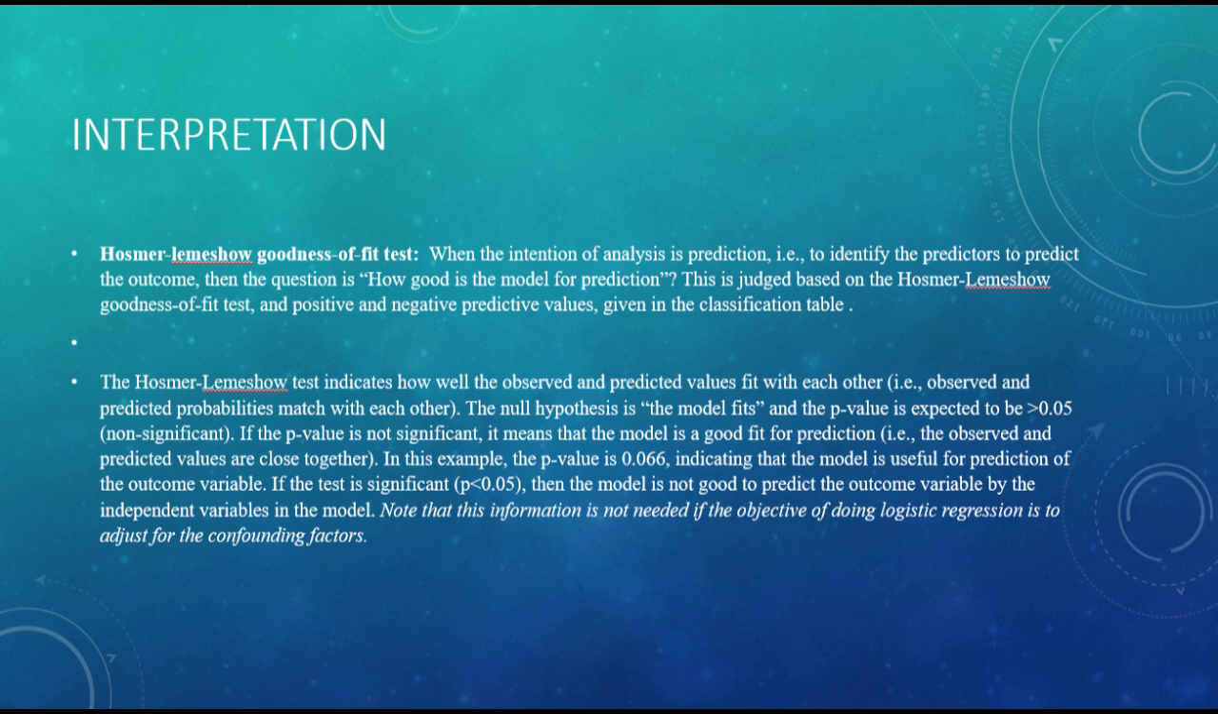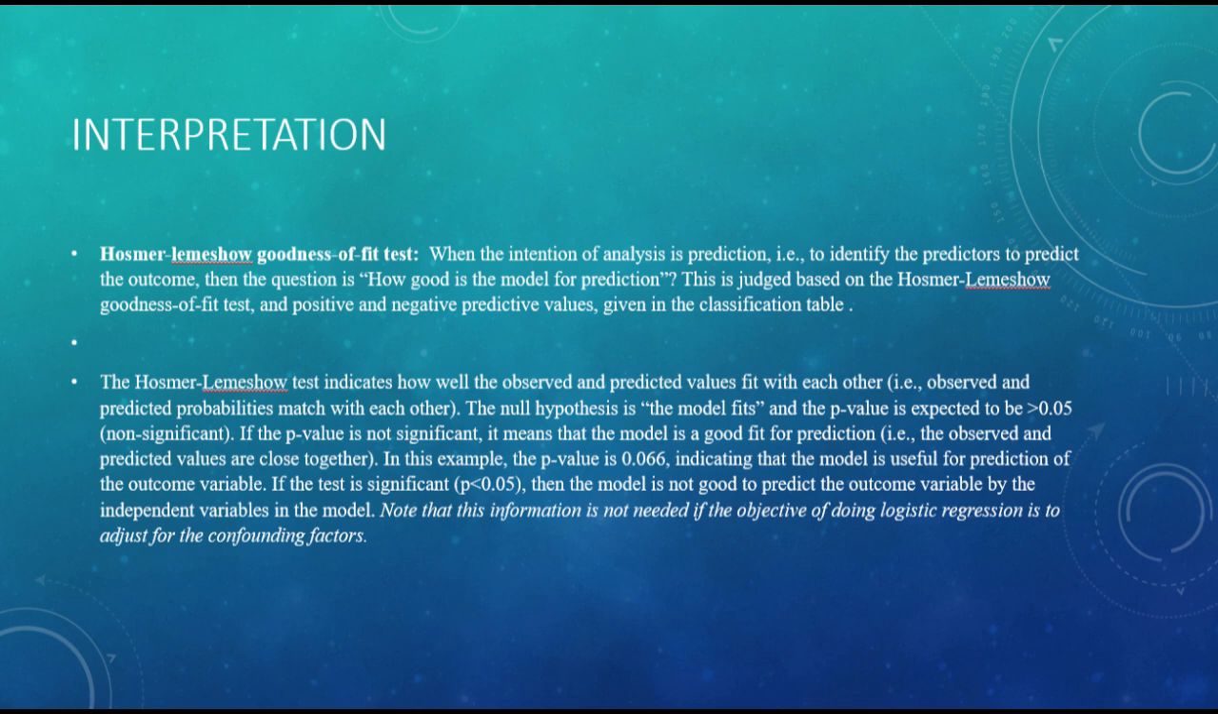The null hypothesis is the model fits, and the p-value is expected to be greater than 0.05, non-significant. If the p-value is not significant, it means that the model is a good fit for prediction, i.e., the observed and predicted values are close together. In this example, the p-value is 0.066, indicating that the model is useful for prediction of the outcome variable.